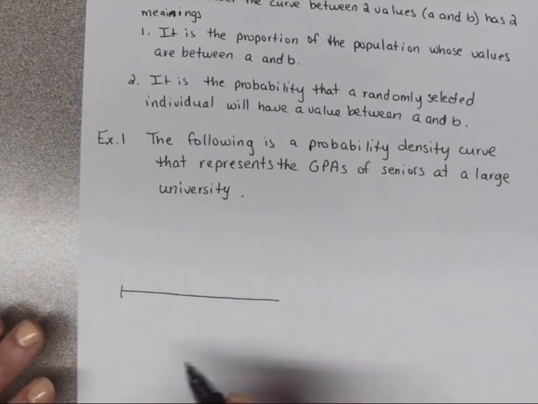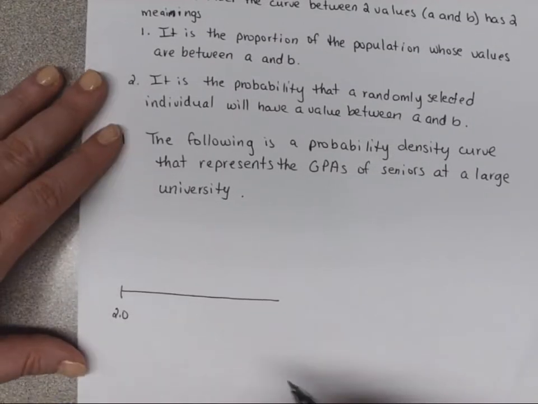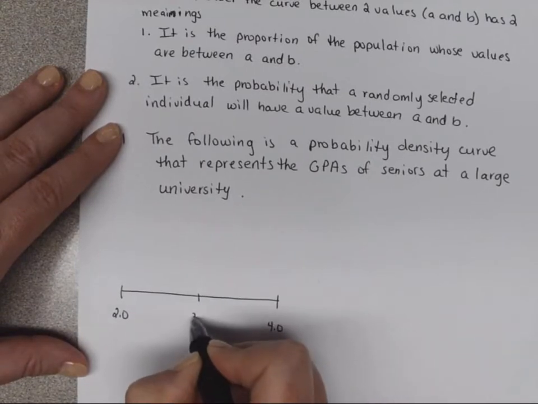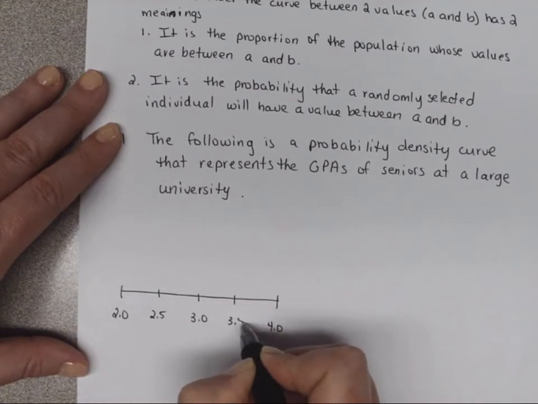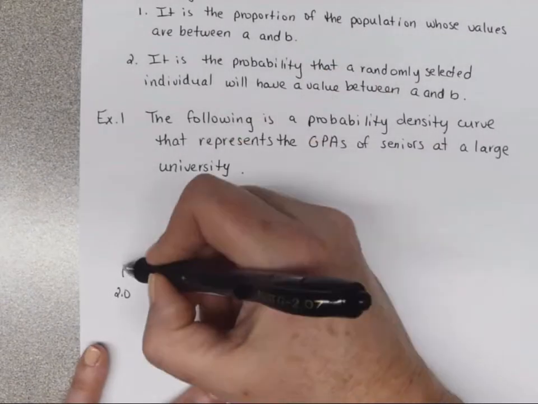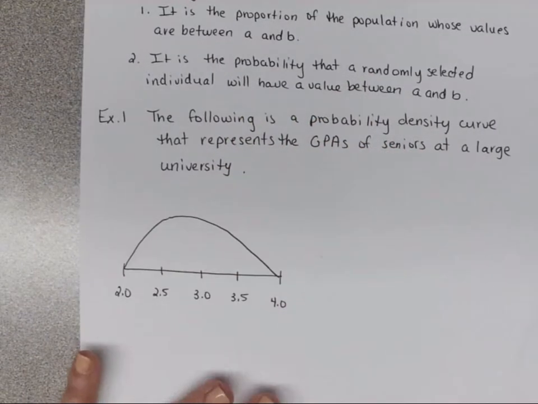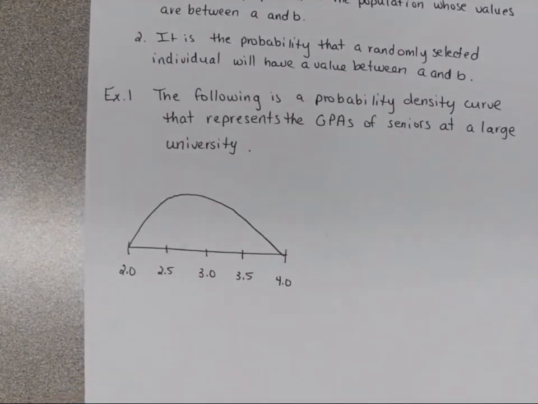So let's say that the lowest GPA of somebody who's going to graduate is a 2.0. And then obviously the highest GPA we can have is a 4.0. But then let's put in some other benchmark GPAs. You're not graduating college with less than 2.0, because that's like the bare minimum. So a probability density curve might look something like this. And again, try not to make it symmetrical. It could be, but it certainly doesn't need to be.